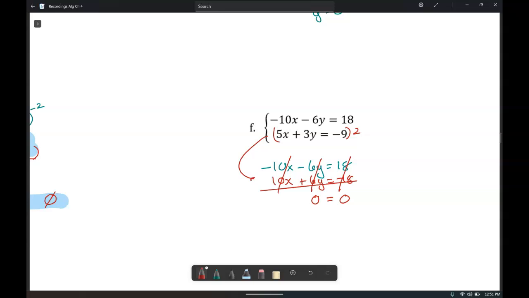And of course, all true statements mean infinitely many solutions, all points x and y, the set of all ordered pairs x and y such that 5x plus 3y equals -9.